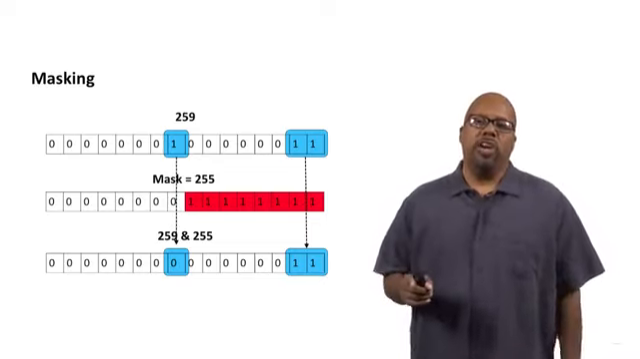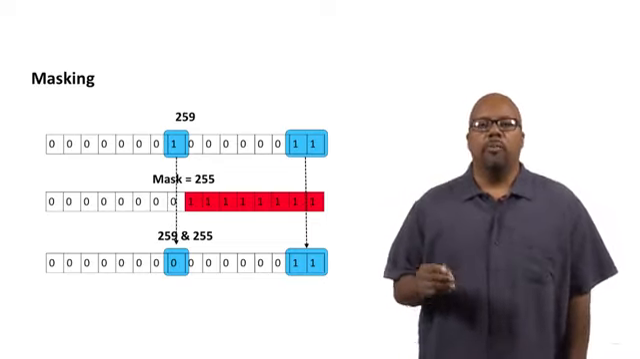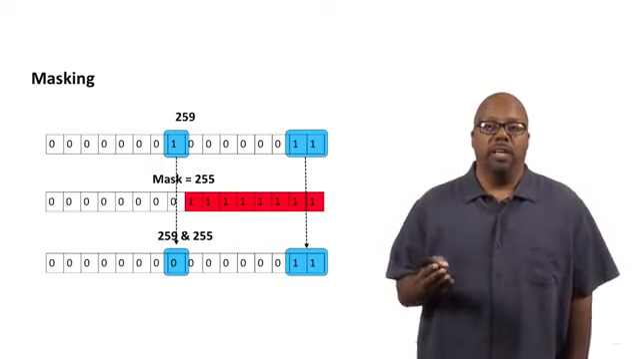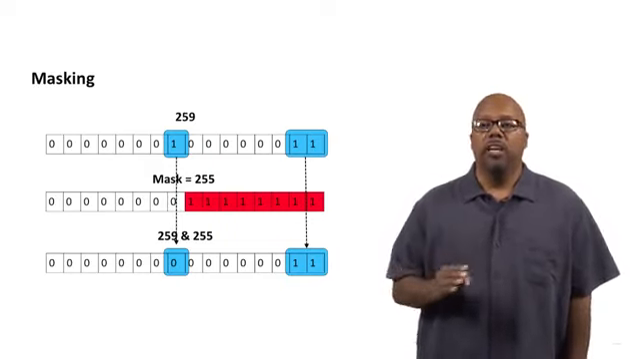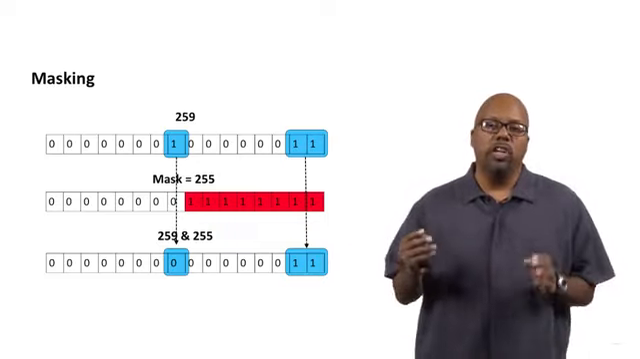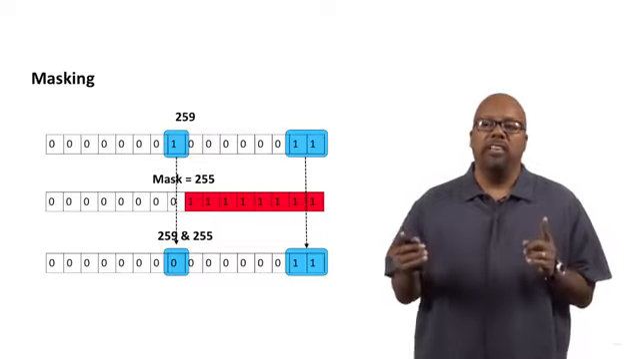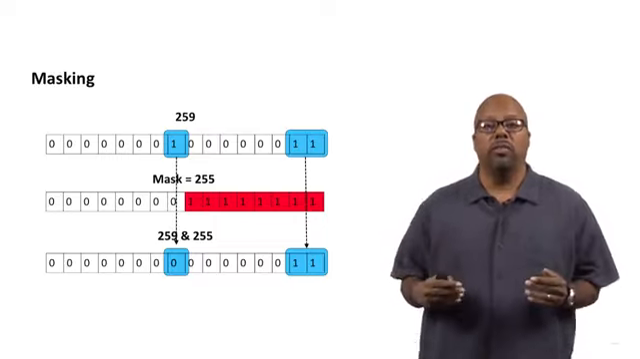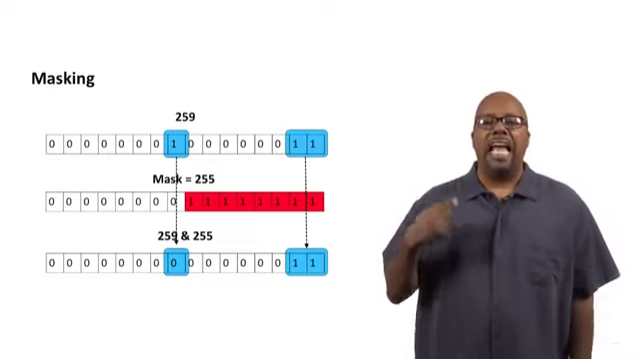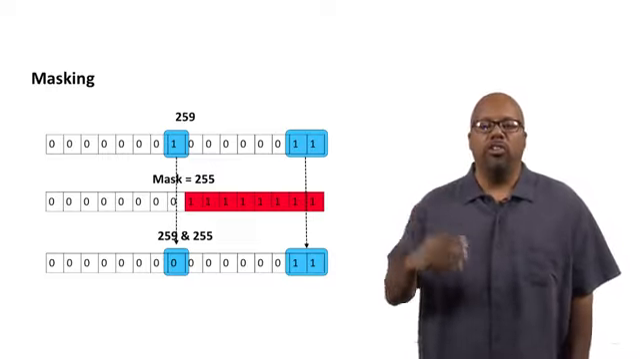So what this is trying to tell us, in our mask, is that the bits we are interested in in our original number, 259, are the low bits, the least significant 8 bits. Those are the ones that the mask has assigned to 1. So those least significant 8 bits inside 259 are the ones we're interested in right now. So now what do we do? We take the mask and perform a bitwise AND with the number 259.